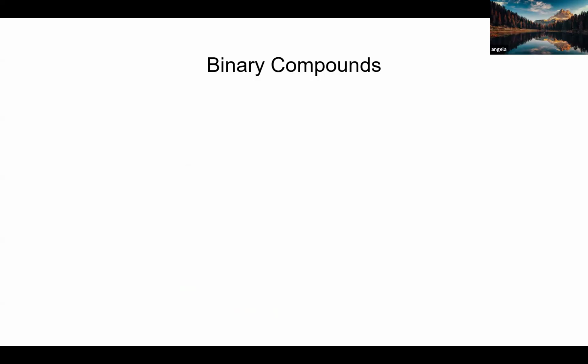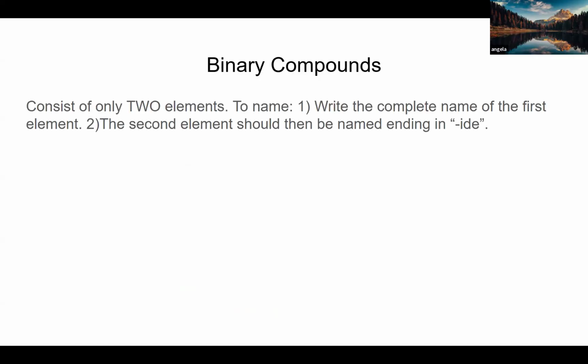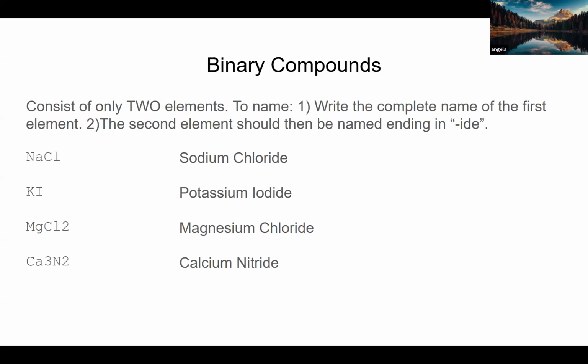Okay. So binary compounds. Remember, binary means two, so there's two coming together. It consists of two elements, and to name them, you write the complete name of the first element, and then the second element should be named ending in "ide." So NaCl would be sodium chloride. KI would be potassium iodide. MgCl would be magnesium chloride. And Ca3N2 would be calcium nitride. So we added the "ide" at the ending of all of these.